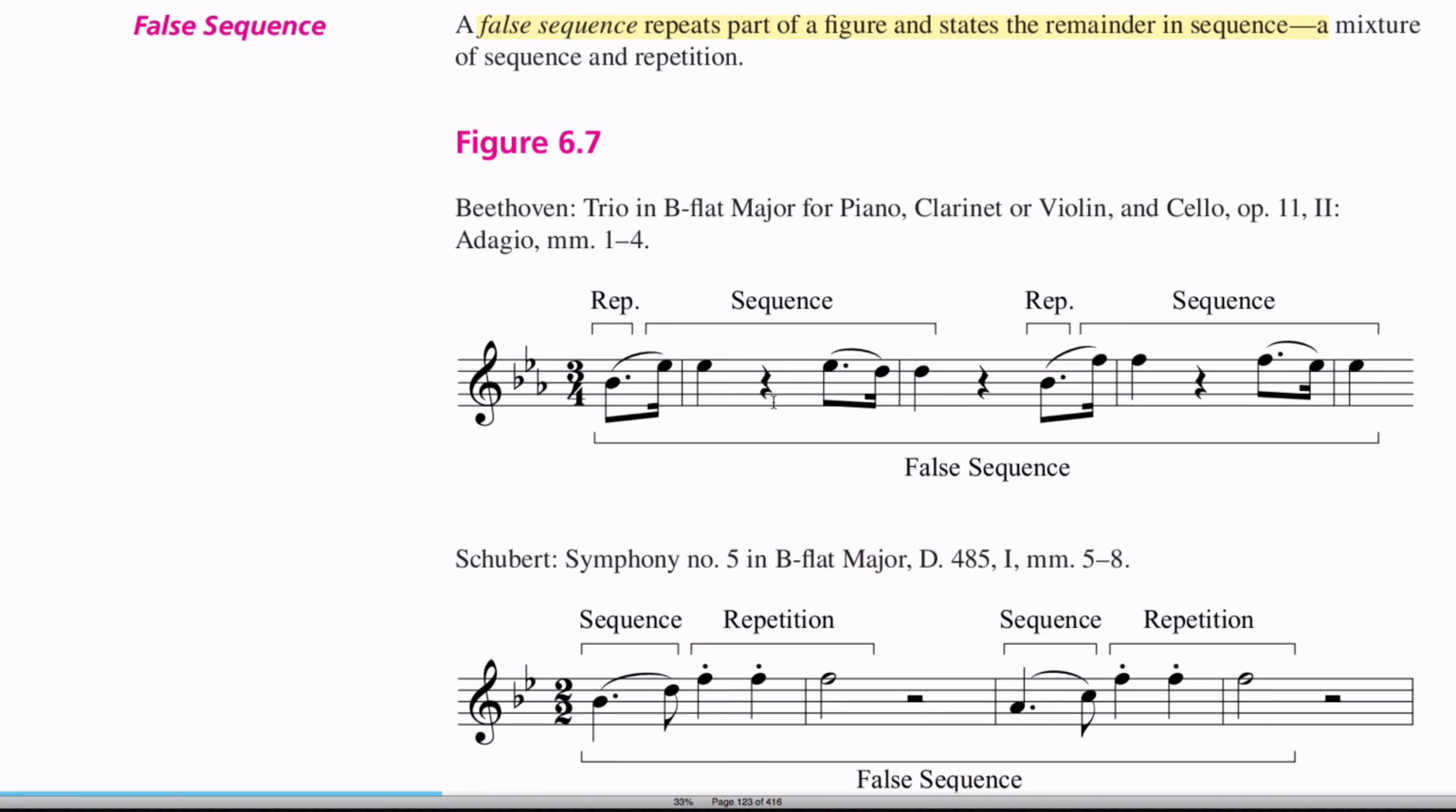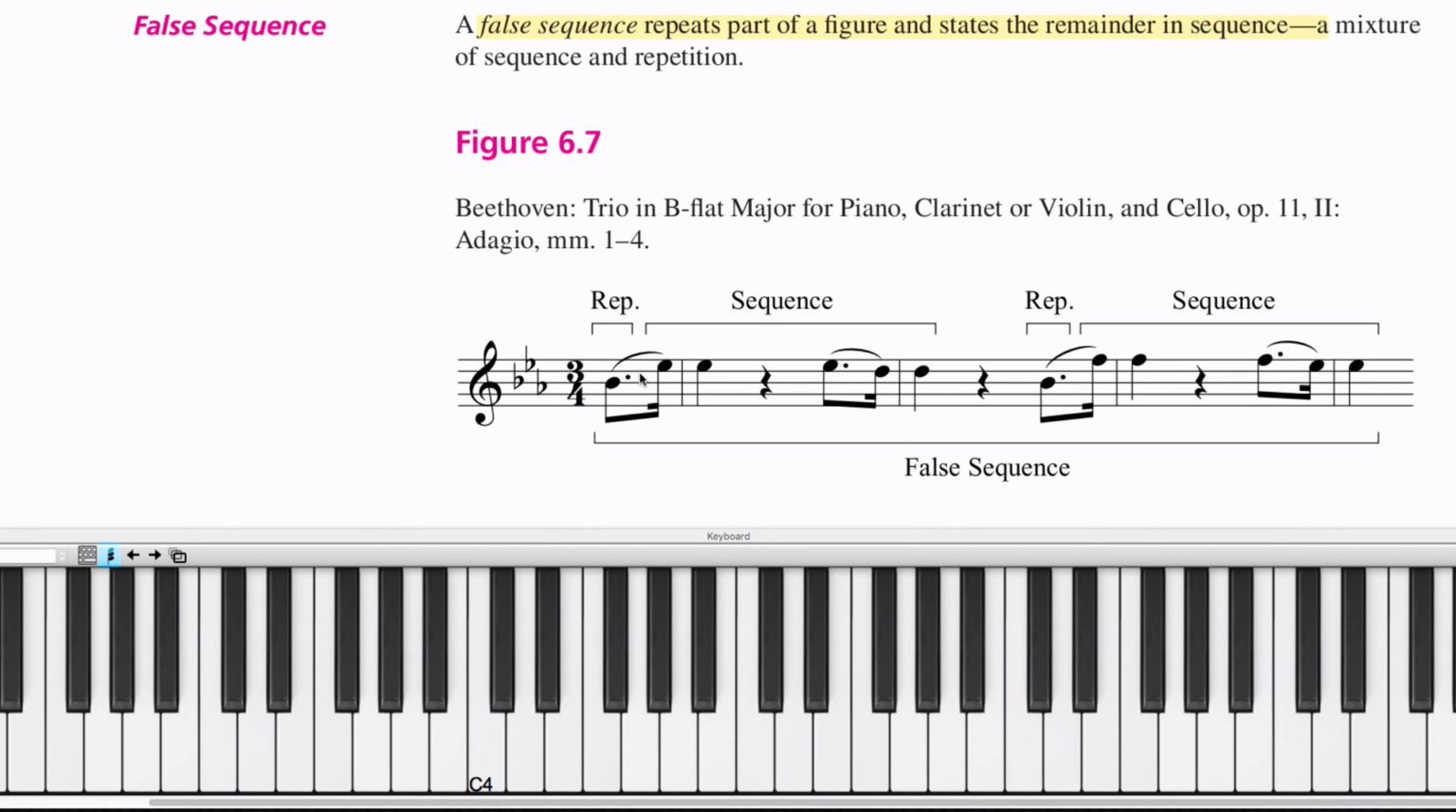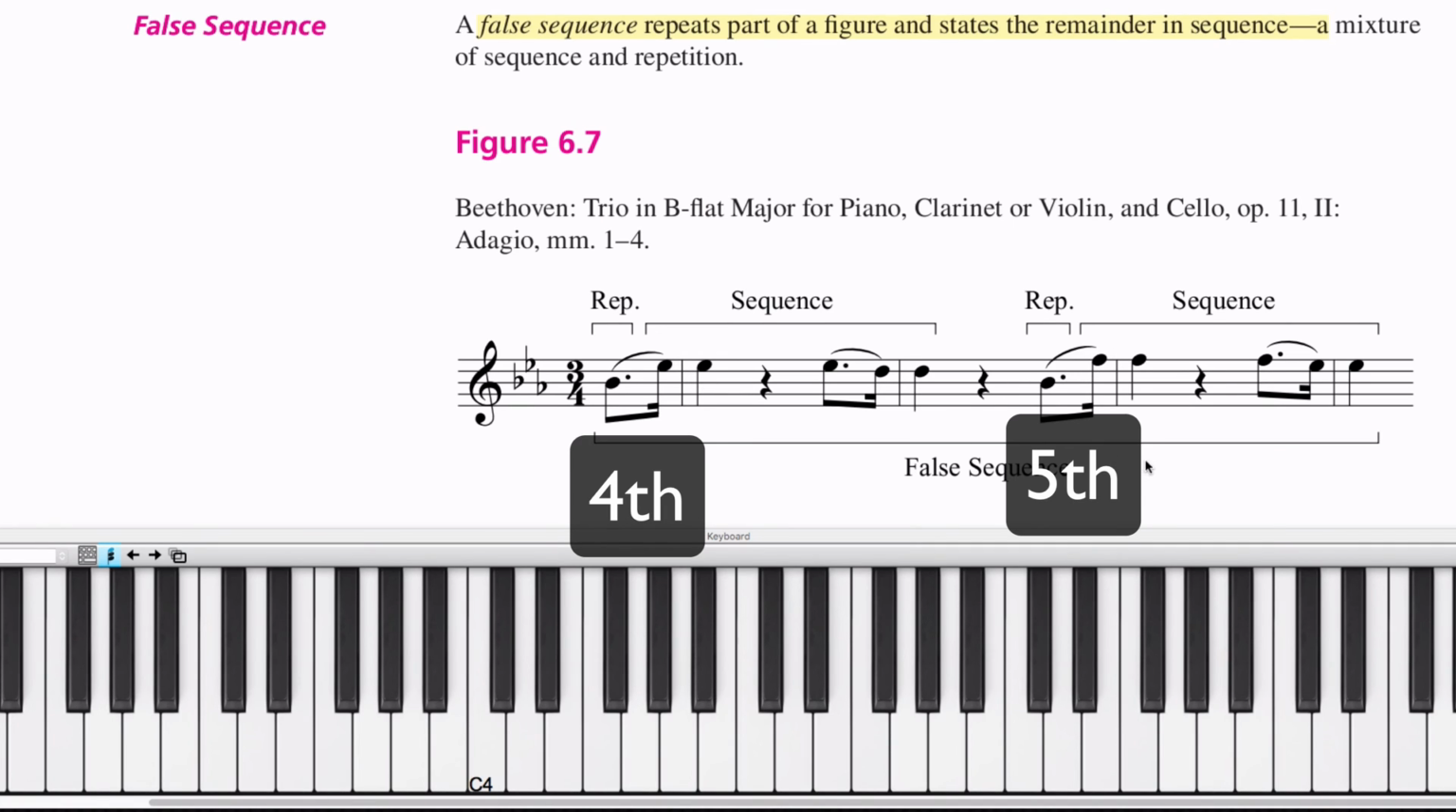So what that means is sometimes, instead of transposing things, you only repeat it. In this case, we have B flat going to E. But then it starts out again in B flat, when this B flat should have really moved up a step to a C. So it ends up repeating and then having a fourth here as opposed to this fifth.